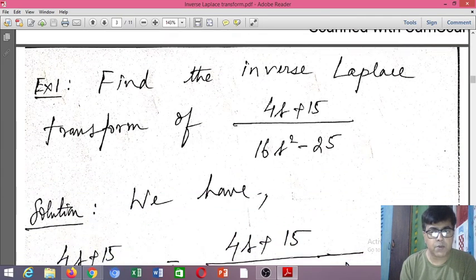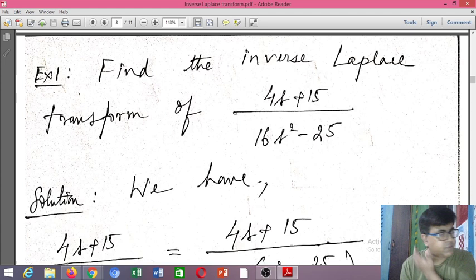We'll do a bit of problems today, because there are various types of problems that you might encounter in finding the inverse Laplace transform. That is very, very important for the study of Laplace transform, how to find the inverse of a function of s. Like if you consider this function, find the inverse Laplace transform of 4s plus 15 divided by 16s square minus 25.